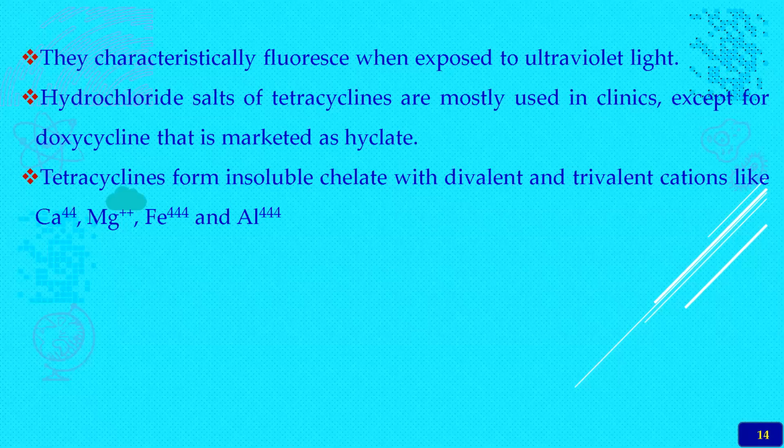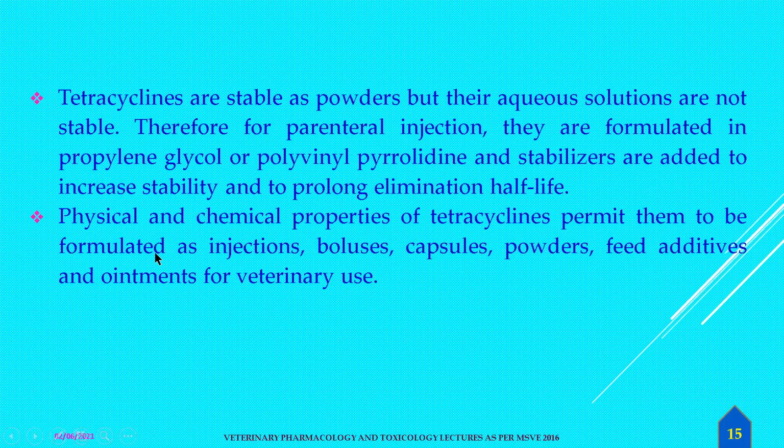They characteristically show fluorescence when exposed to UV light. That's how the chemical properties are explained. The hydrochloride salts of the tetracyclines are mostly used in the clinics, except for doxycycline, which is marketed as the cycline. Tetracyclines form insoluble chelates with divalent and trivalent cations like calcium, magnesium, and iron. Tetracyclines are stable as powders, but their aqueous solutions are not stable.